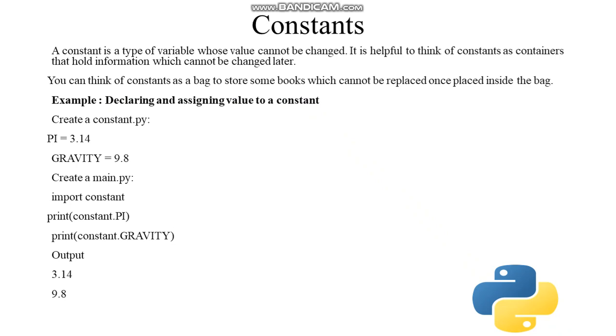So we will make a constant.py, that means a Python file where we are taking two constants, pi equals 3.14 and gravity equals 9.8. I'm taking another file, main.py, and I'm importing that constant file which we have made. Import constant. I can call those variables in this file using constant.pi and constant.gravity. So I can see the output as 3.14 and 9.8.